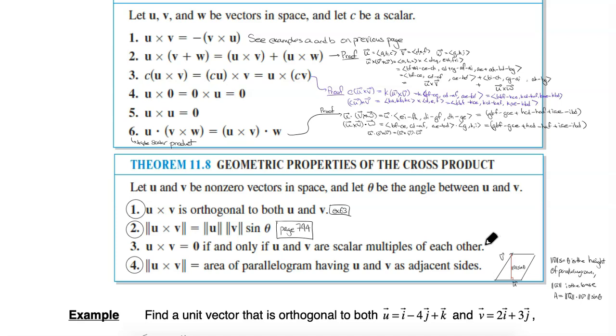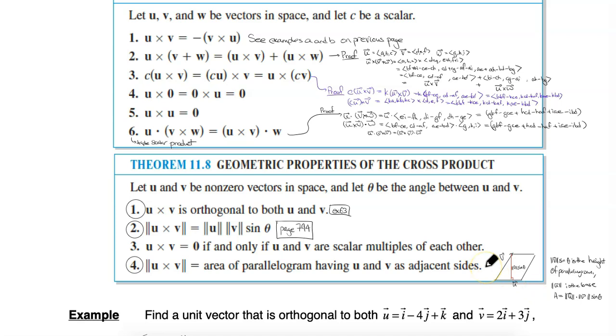Finally, the magnitude of u cross v is equal to the area of the parallelogram having u and v as adjacent sides. You can see that by going back to property number 2. The magnitude of u is actually the base of the parallelogram, and then the magnitude of v times sine theta is going to represent the height of the parallelogram. So if we do base times height, we get the area of the parallelogram.